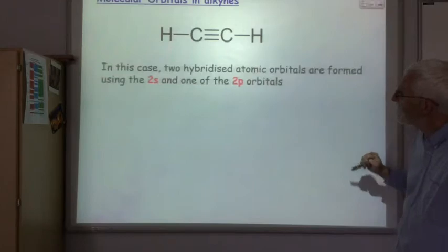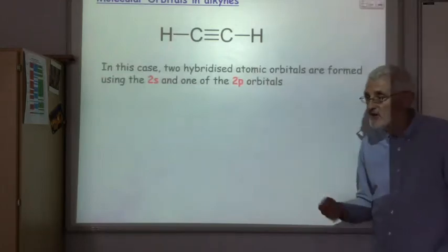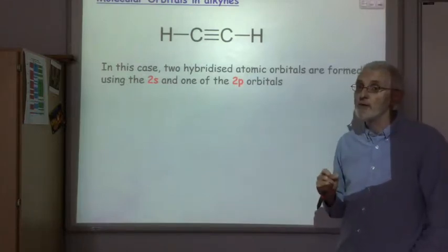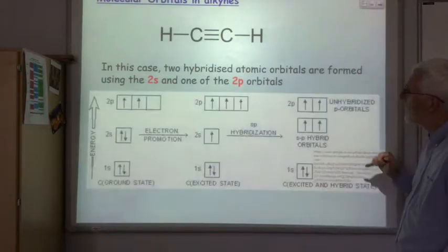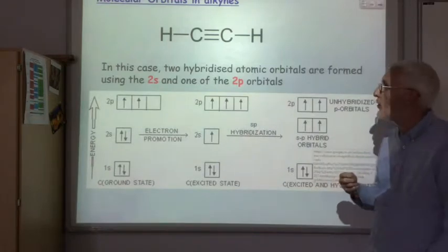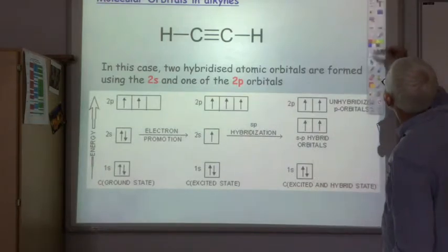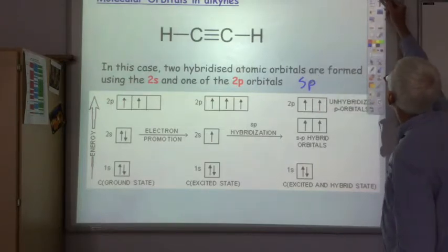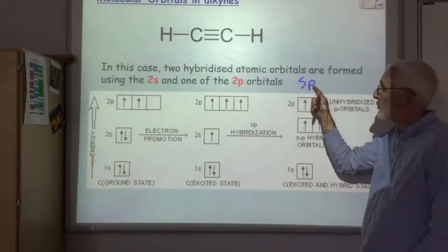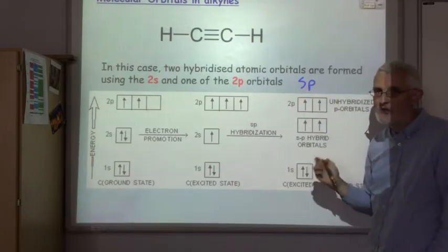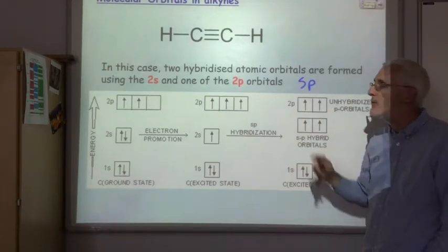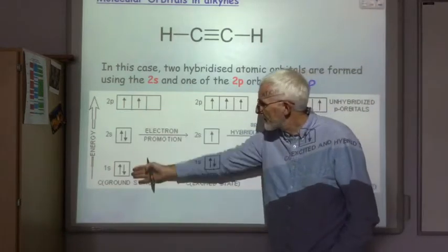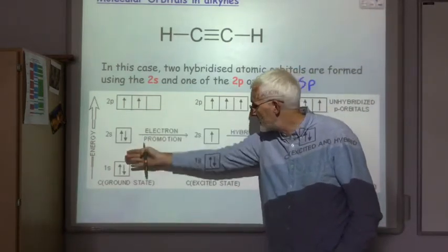So in this case you get hybridization again, but in this case it's just the 2s orbital and only one of the p orbitals, and that's known as an sp orbital. Okay. So it involves the s orbital and only one of the p orbitals. Occasionally you might see it referred to as sp1, but it's more normal just to write it as an sp orbital. So here's your carbon atom in the ground state.